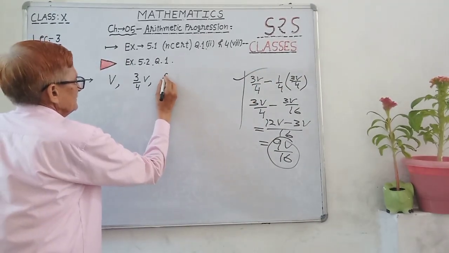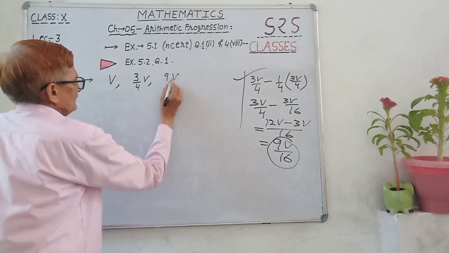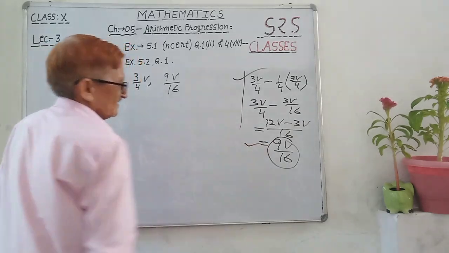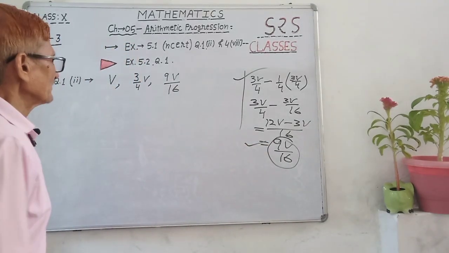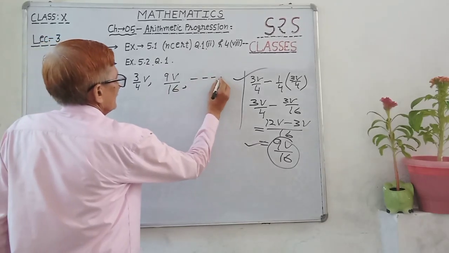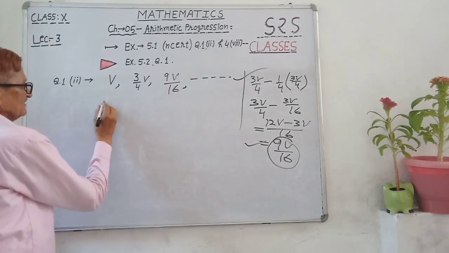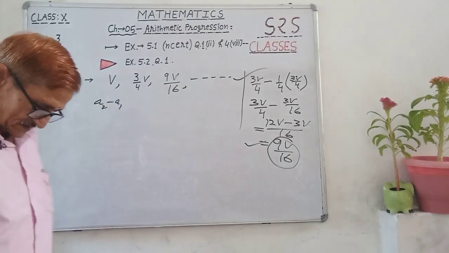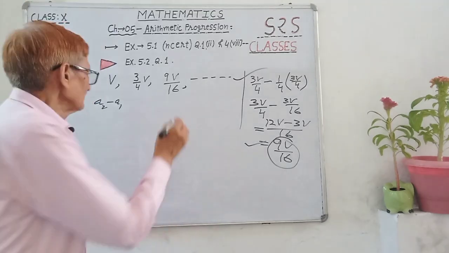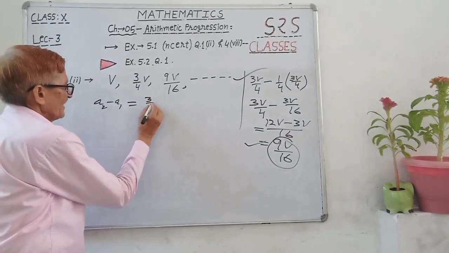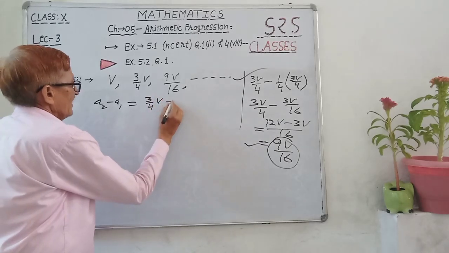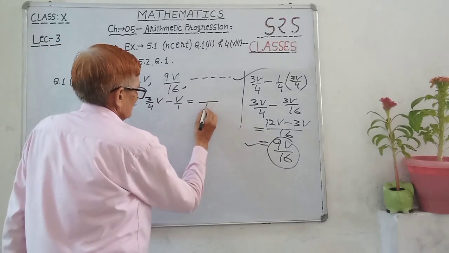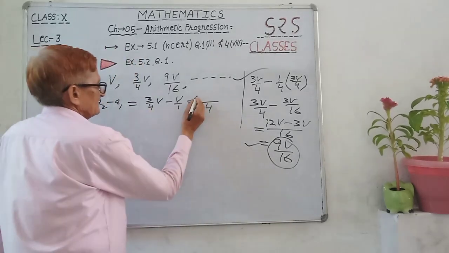This was the important thing. Now the third term will be 9V/16. Okay, understand this thing. This is important here, and so on. Now we have to check A2 minus A1. What is A2? It means 3/4 V minus V. That will be LCM 4, second term minus first term.